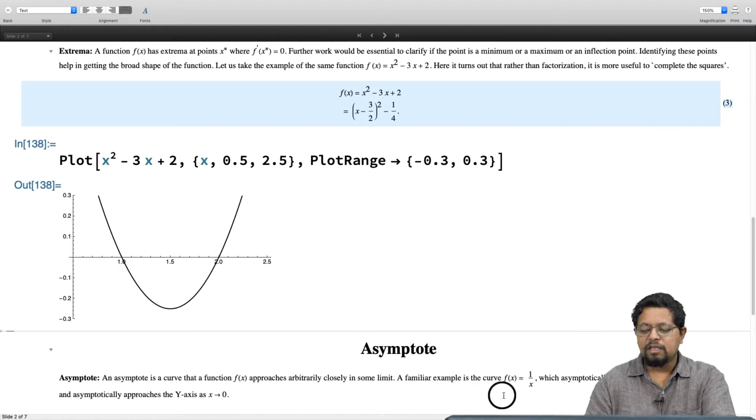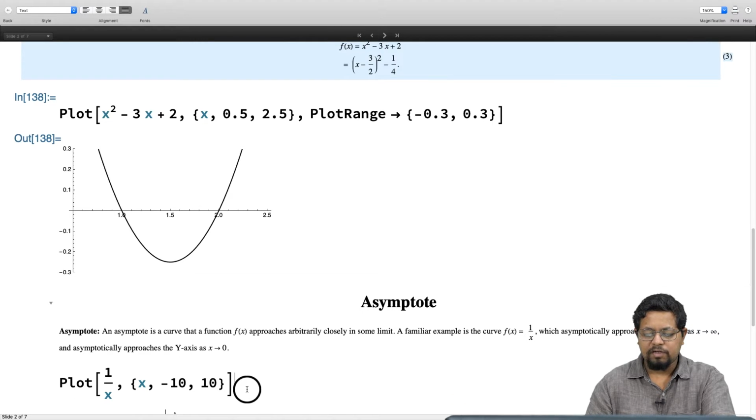A familiar example is f of x equal to 1 by x, which asymptotically approaches the x-axis as x goes to infinity and asymptotically approaches the y-axis as x goes to 0. Let's plot this and find out.